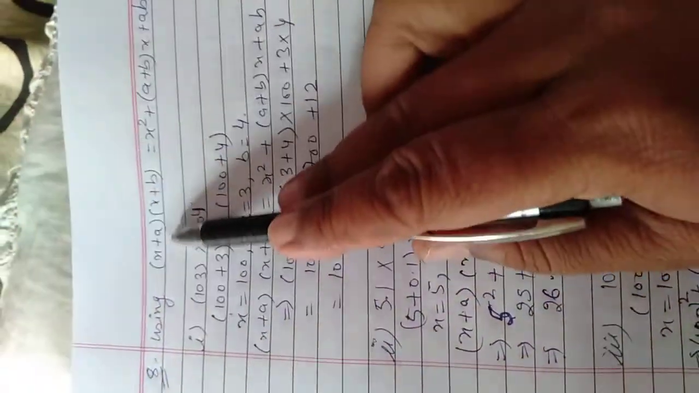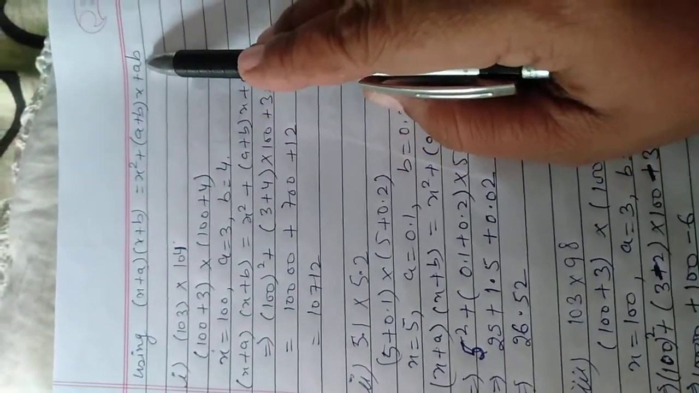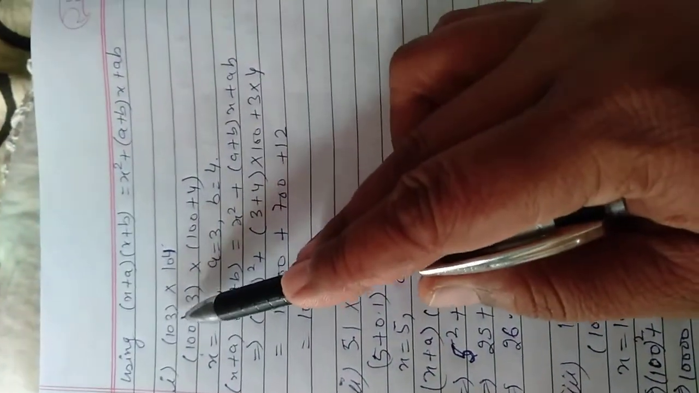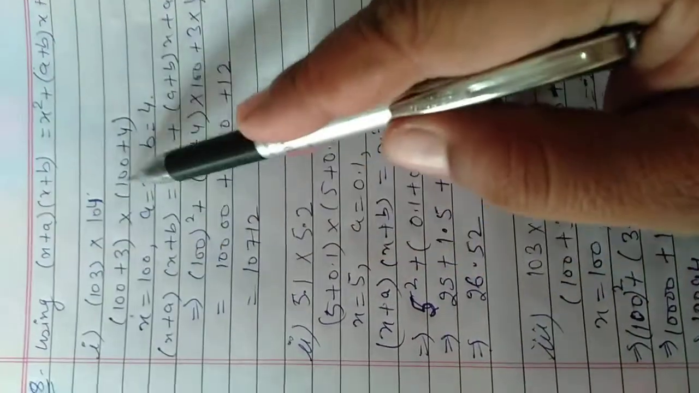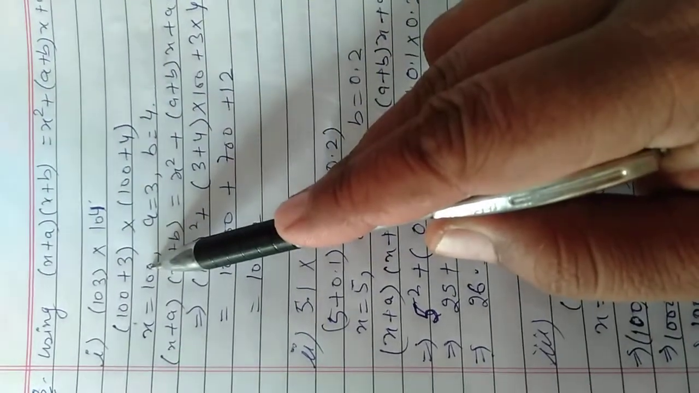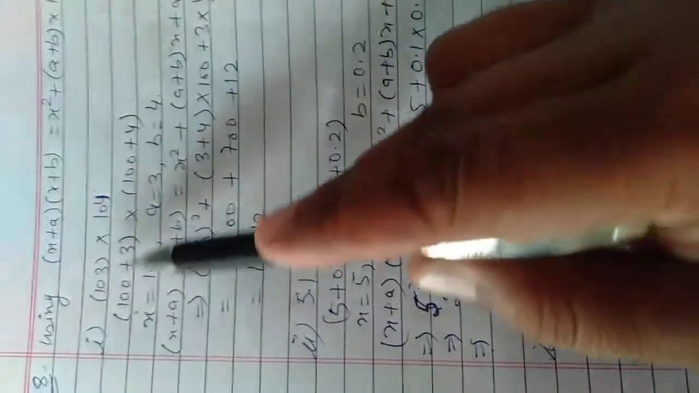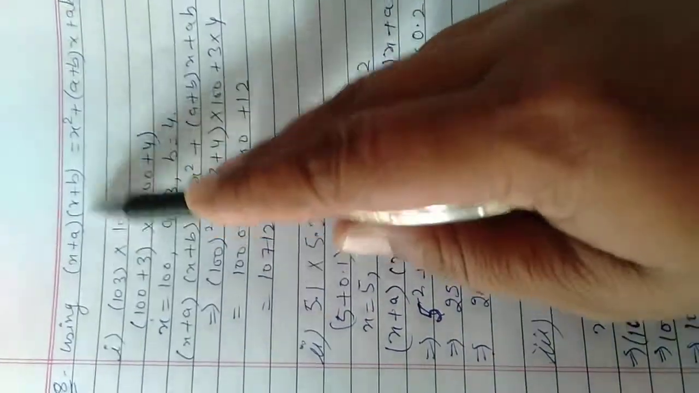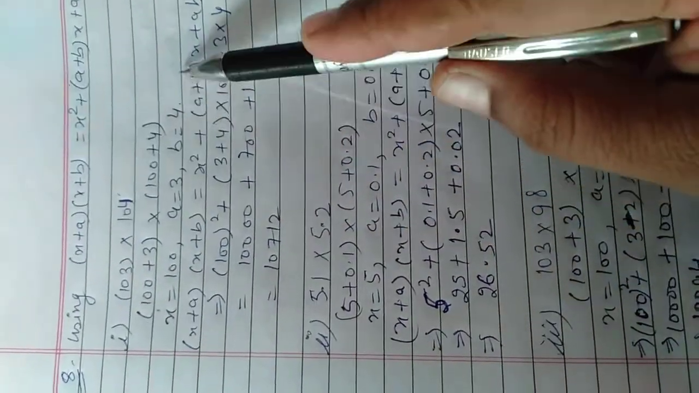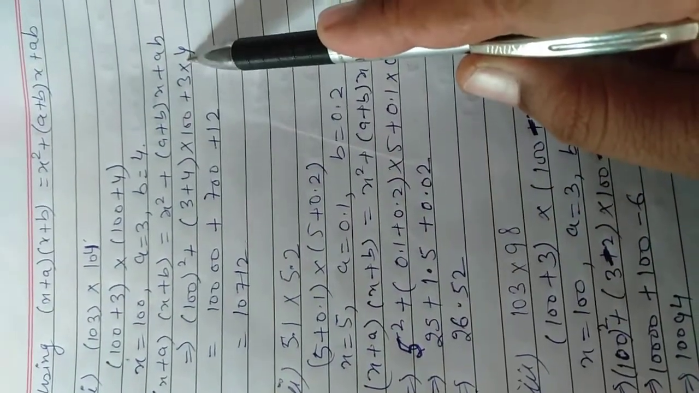Now come to question number 8. This is using (x plus a) into (x plus b) equal to x square plus (a plus b)x plus ab. So you have already been given the identity, so you just follow this identity only. You will write 100 plus 3 is 103, 100 plus 4 is 104, x is 100, a is 3 and b is 4. Because same things are there in the identity, that is x, and different things are a and b. You can take a and b as 3 and 4. So write 100 square plus (3 plus 4) into 100 plus 3 into 4.